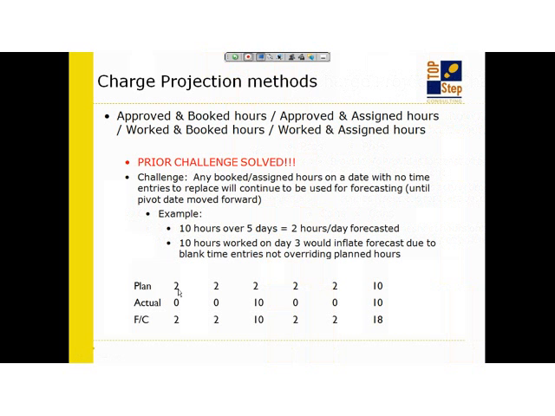But on my actual timesheet, I don't work at all on Monday. I don't work at all on Tuesday. I work all 10 hours on Wednesday. I work no hours on Thursday or Friday. So theoretically, I'm still hitting my forecast. And the way that the forecast would change day by day depends on whether I used approved hours or worked hours, as you can see.